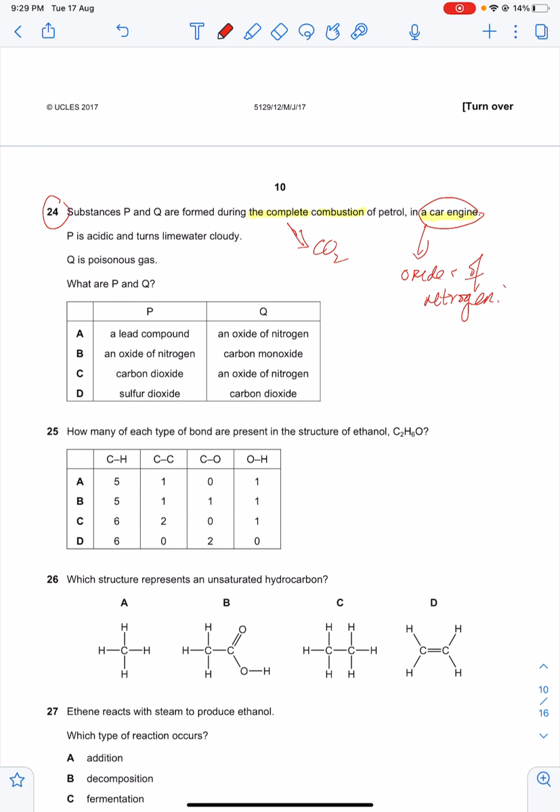Alright, so another hint here, it turns lime water cloudy, which is the P. So you know this is the test for carbon dioxide, and Q will be the oxide of nitrogen. So the answer is C.